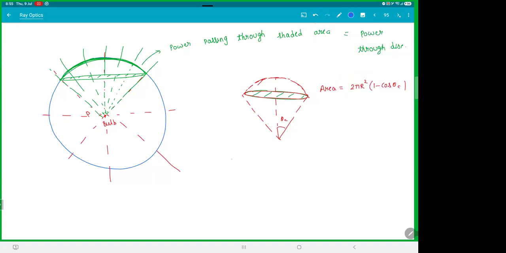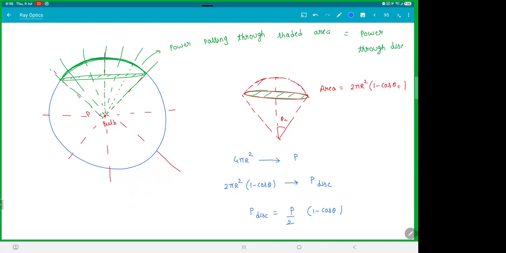Now unitary method. For a total area of 4 pi r square, how much power is going? P. For an area of 2 pi r square into 1 minus cos theta, how much power is going? So this is the power through the disk. Power through the disk will be P by 2 into 1 minus cos theta. This gives you the same vibes as flux. If a charged particle Q is there at the center, find the flux passing through the disk. Formula yaad hai? Q by 2 epsilon into 1 minus cos theta. What is the total flux? Q by epsilon. So Q by epsilon flux is looking like power.